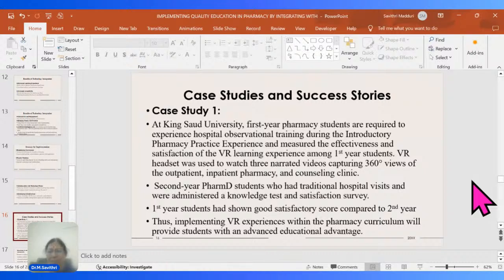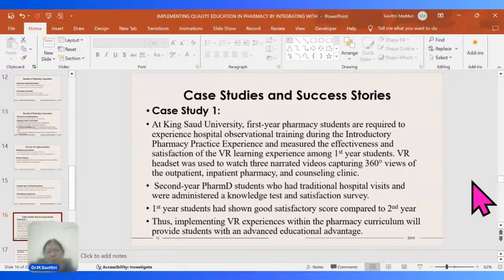They literally haven't gone to the hospital, only in their college, in the VR lab, with narrated videos capturing a 360 degree view of the hospital. So they have entered virtually into the hospital, and they have seen all the departments and how they are working in outpatient, inpatient, pharmacy and counseling clinic. Whereas the second year pharmacy students had traditional hospital visits and were administered a knowledge test and satisfaction survey.